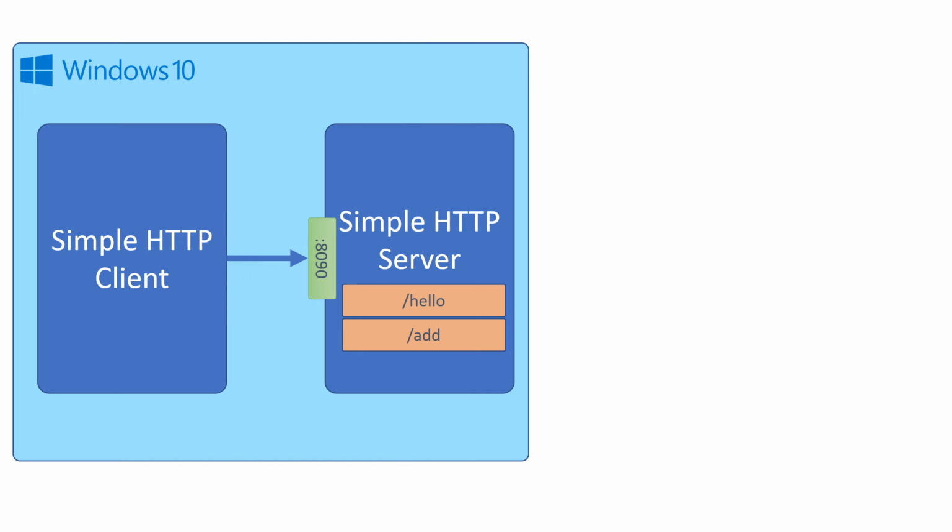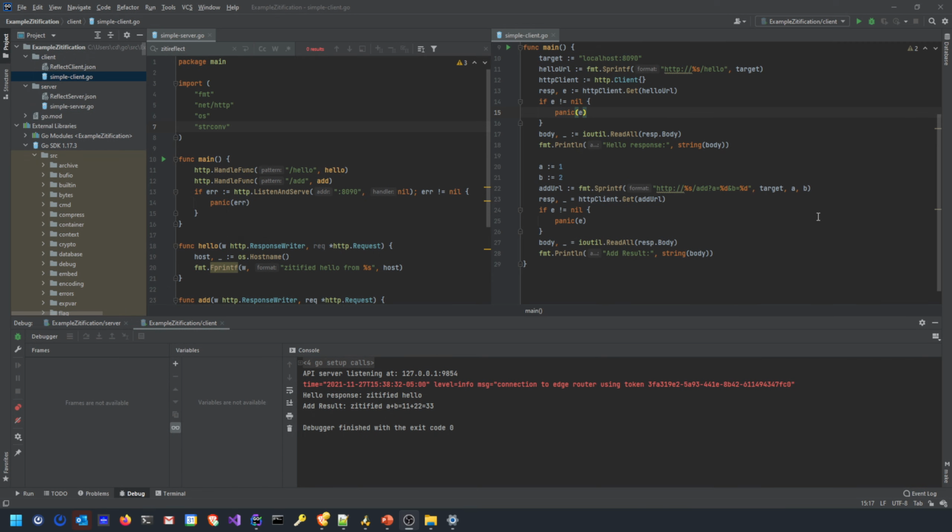I don't have all that set up in my local debugging environment, so instead we're going to just pretend that we've deployed it into Amazon in this kind of a fashion, just so that you can see what a simple HTTP request would look like. And we're going to still listen on port 8090, and we're still going to have that /hello and /add endpoints. So this is what that code looks like.